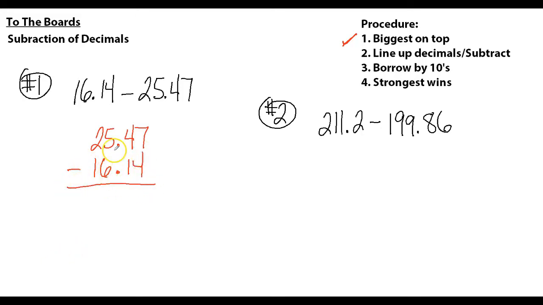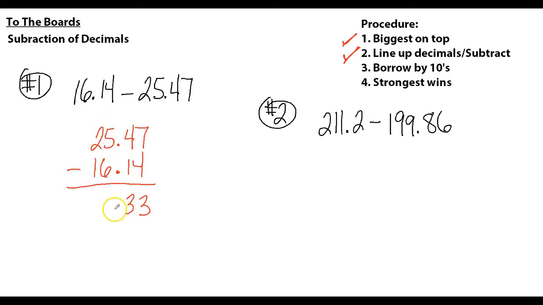When you rewrite this, make sure all your decimal values line up. So my hundredths line up, my tenths line up, my decimal point lines up, my ones column lines up, and my tens column lines up. We're now going to subtract: 7 minus 4, well that's 3, and 4 minus 1, that's also 3.